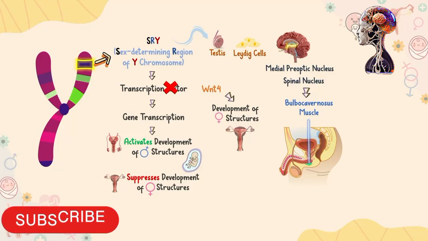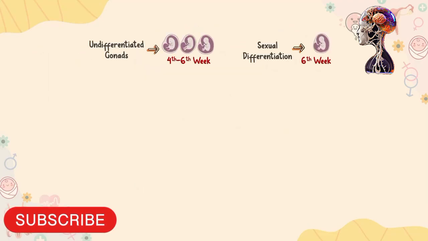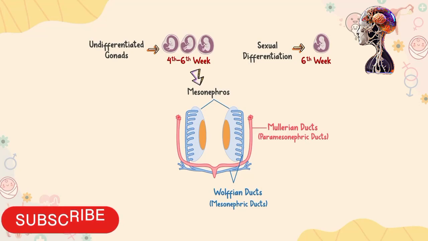Well, sexual differentiation starts after the 6th week of gestation. However, undifferentiated gonads are apparent after about 4 to 6 weeks of gestation. During this period, both the Mullerian ducts and the Wolffian ducts are present. Mullerian ducts are also known as paramesonephric ducts, while Wolffian ducts are also known as mesonephric ducts.